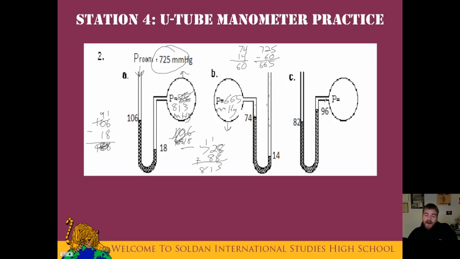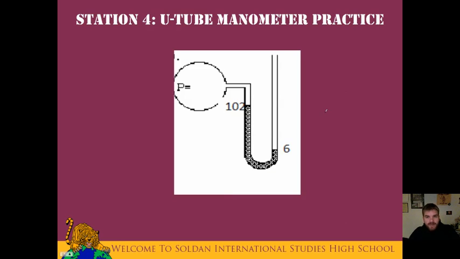All right, this one we see that the pressure on the room side is higher because it's pushing down more. So this must have a lower value. Well, 96 minus 82 is 14. And so it's going to be lower than 725. So 725 minus 14, 711 is our pressure. And that makes sense because this had a higher level on the mercury side, so it must be a lower pressure.